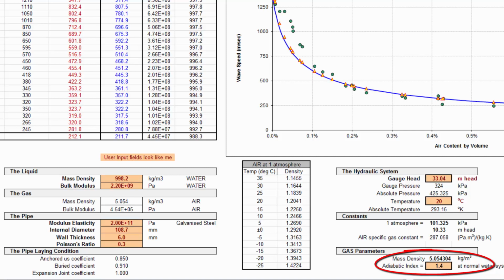Remember the formula: pressure times volume to the exponent of N is a constant. N is the adiabatic index.